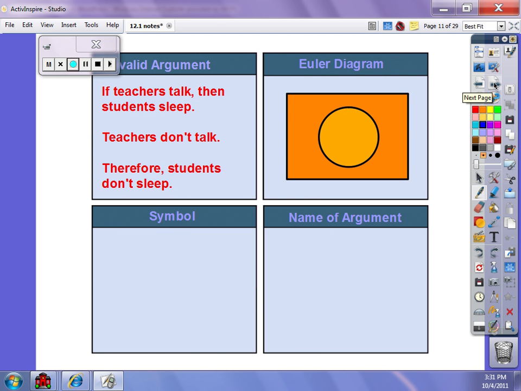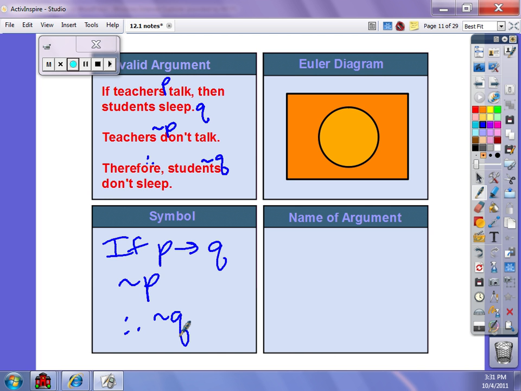Let's look at two invalid arguments. If teachers talk, then students sleep. Teachers don't talk, therefore students don't sleep. If P, then Q. Not P, therefore not Q. This one is called denying the antecedent.